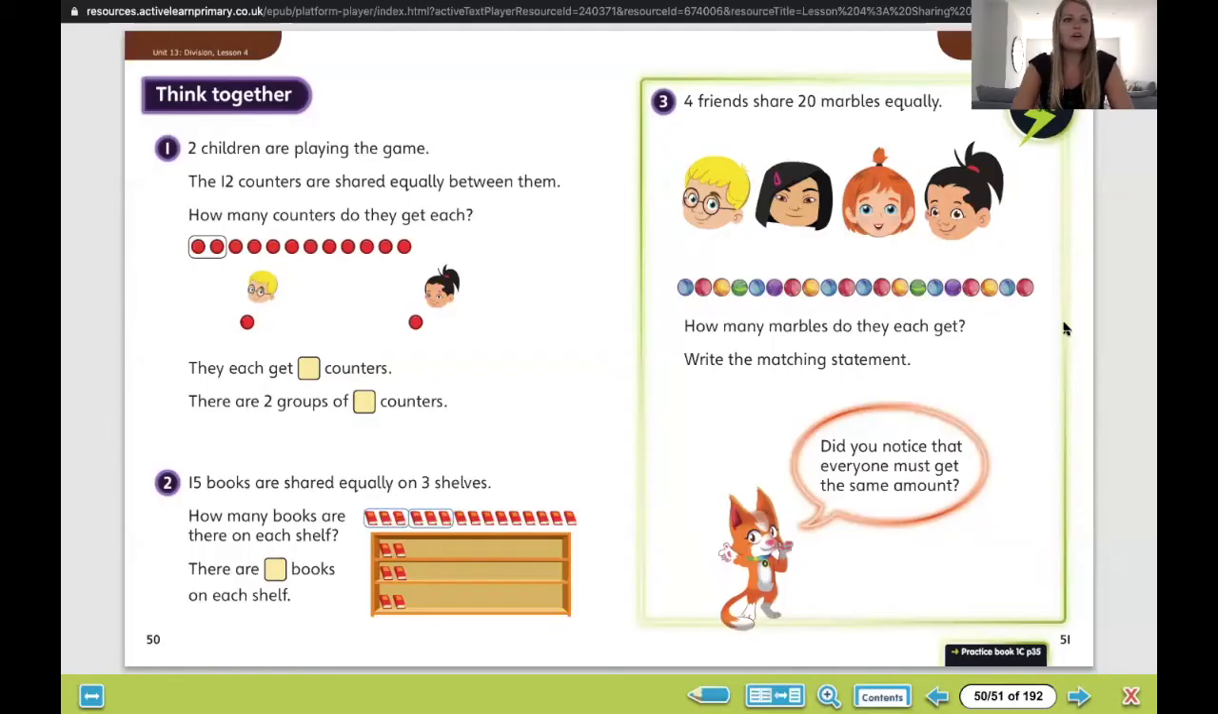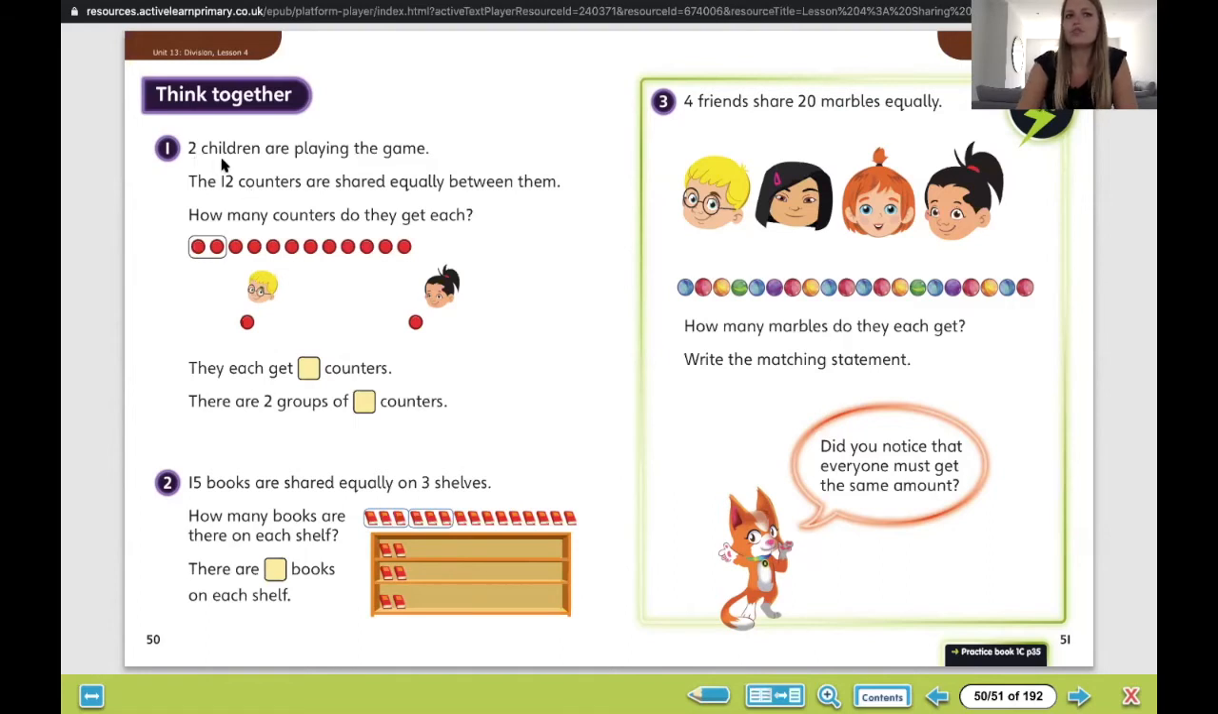So now we're on to our think together. Question number 1. 2 children are playing. 1 and 2. There are 12 counters and they are shared equally between them. Let's count them. 1, 2, 3, 4, 5, 6, 7, 8, 9, 10, 11, 12. How many counters do they each get?